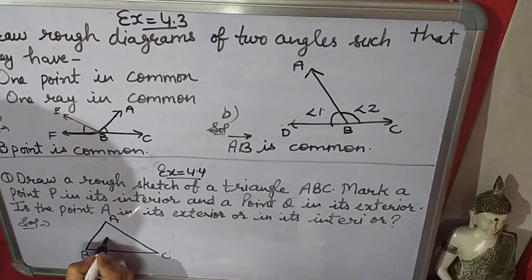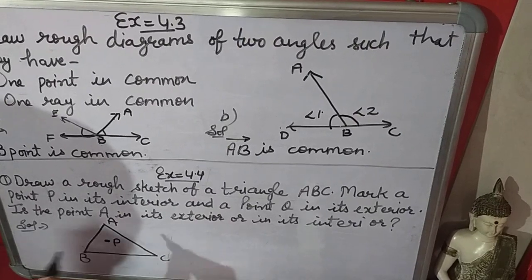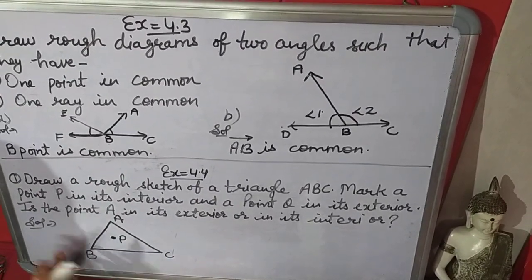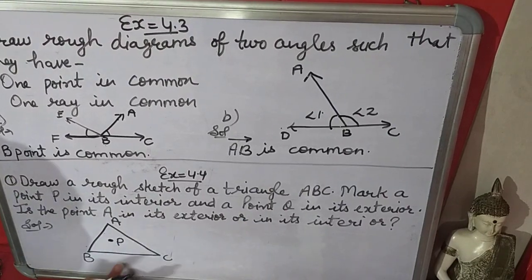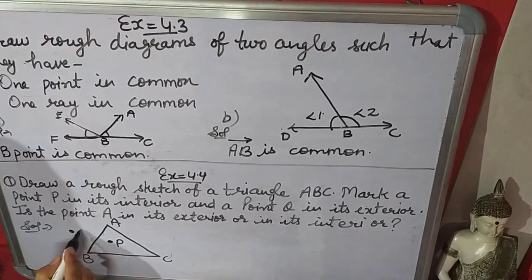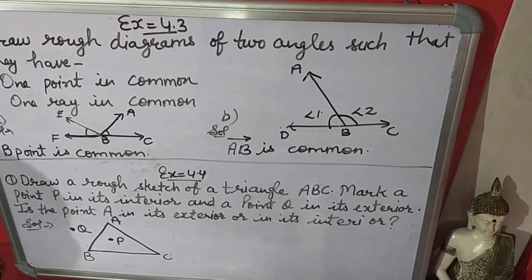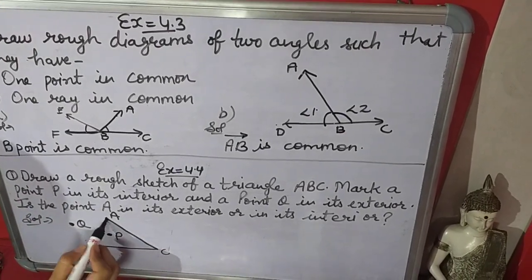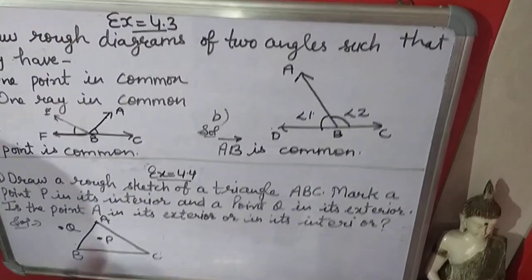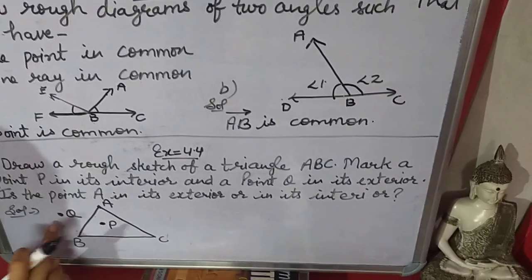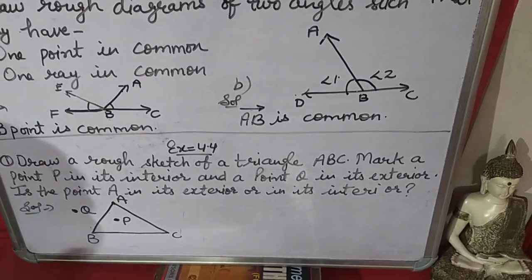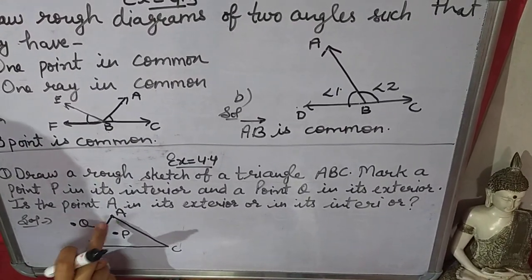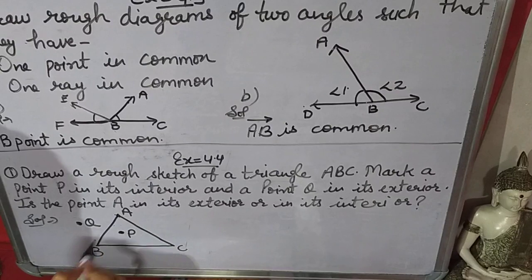Okay. Now mark a point P in its interior. In the interior, we will mark a point P. Then Q in its exterior. You can take it anywhere. Here, here, here. I am taking it here, outside, exterior. Now it says, is this point A in its exterior or its interior? Is it inside or outside? It is not in the interior. It is not in the exterior. It is on the triangle. This point is on the triangle.